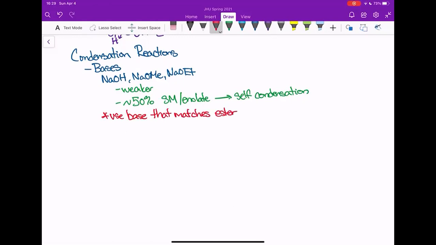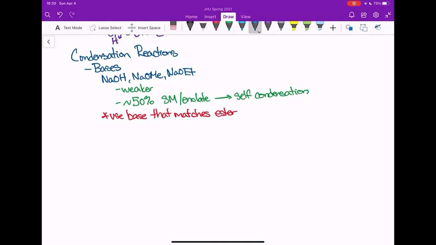And so the reason for this is that whenever you're using these bases, you can have those transesterification reactions that we talked about on a previous exam. And since you don't want to be changing the R group that you have in your starting material versus your product, you want to make sure that you match them correctly when you're undergoing these reactions.